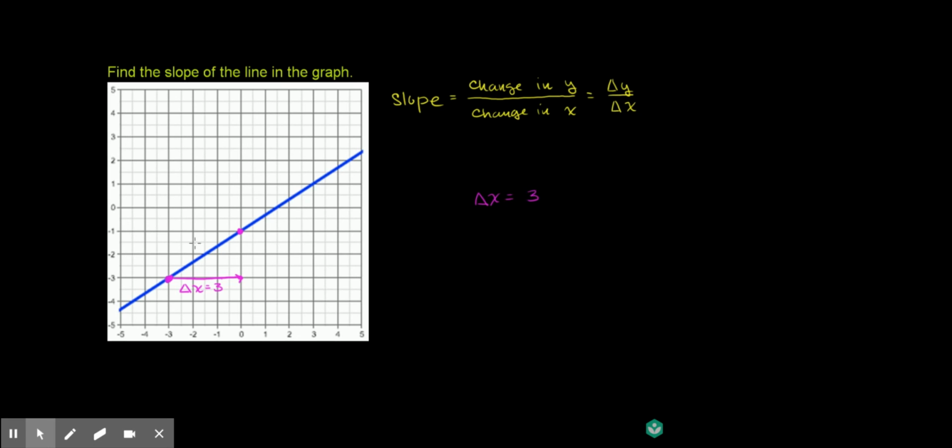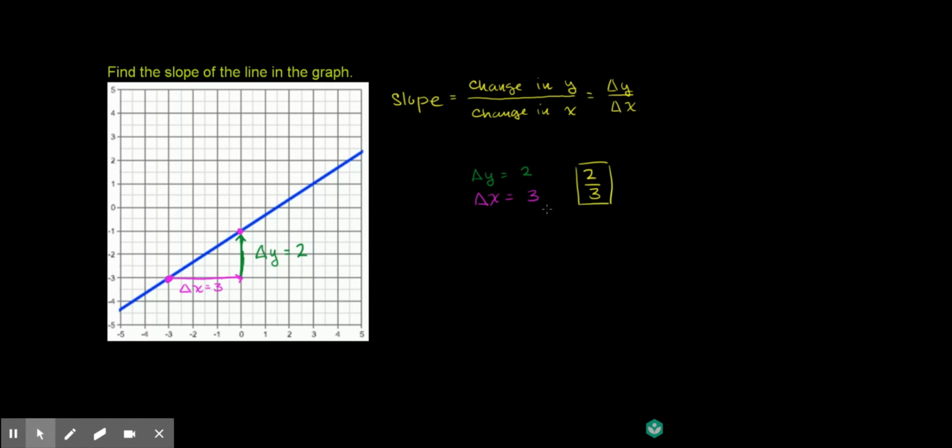And what's my change in y? Well, I'm going from -3 up to -1. Or you could say 1, 2. So my change in y is equal to +2. Let me write that down. Change in y is equal to 2. So what is my change in y for a change in x? Well, when my change in x was 3, my change in y is 2. So this is my slope.